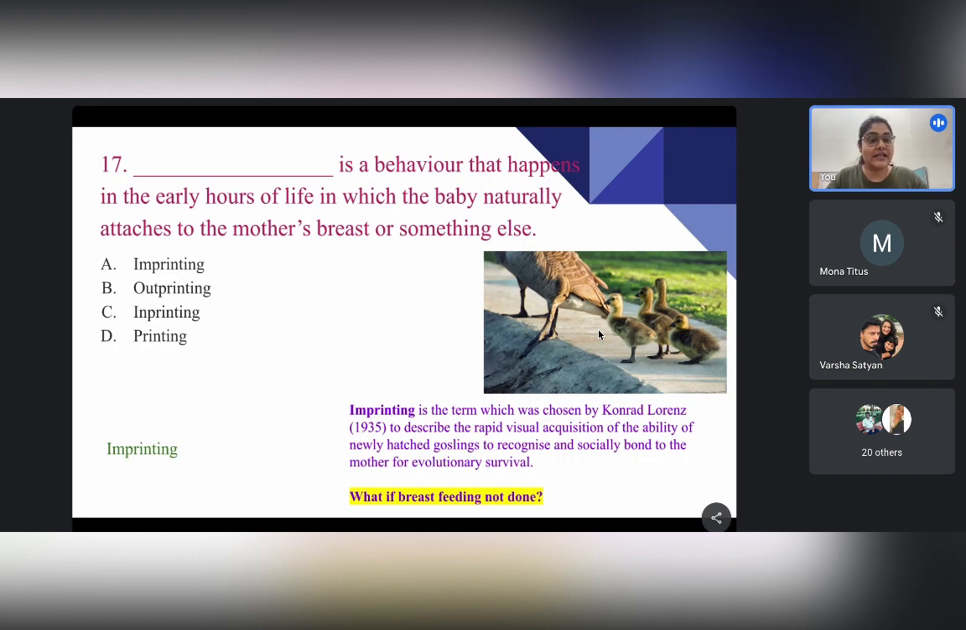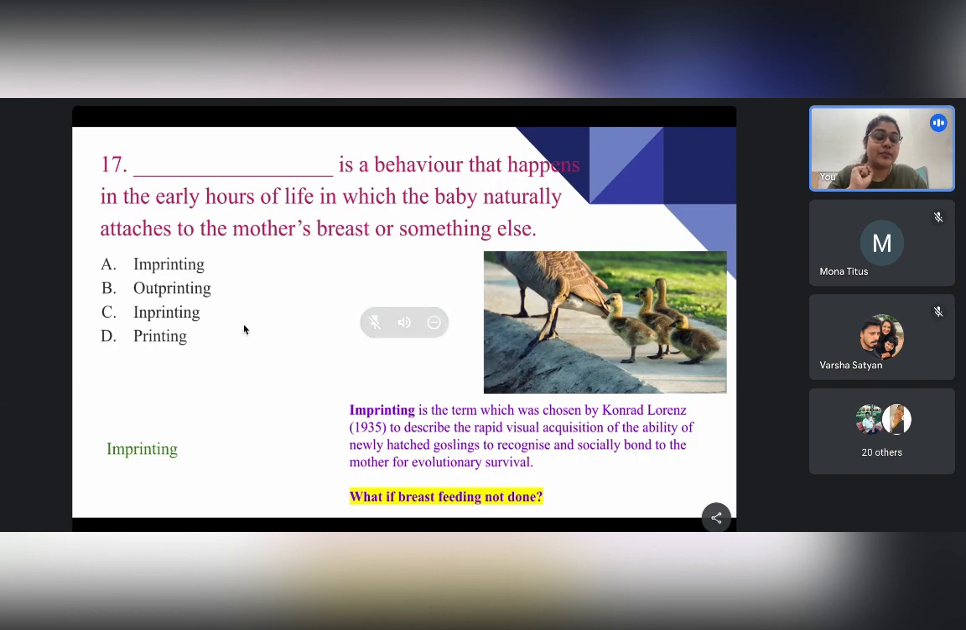So it was also seen that these goslings who were kept separate from their mother had started thinking of the human as their mother, right? In case of humans also, something similar happens. The baby also has an inherent behavior of treating the mother's breast, or something else which is being introduced at that time, as the mother's breast, for the evolution purpose, right? So it is an evolutionary phenomenon.